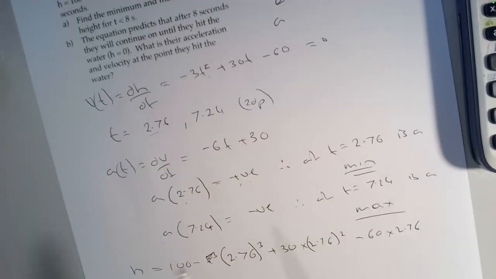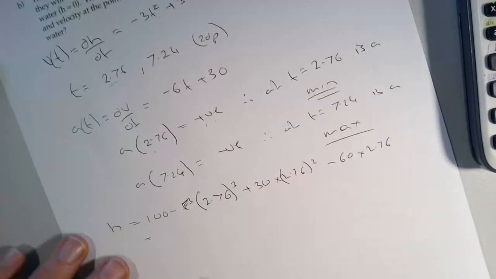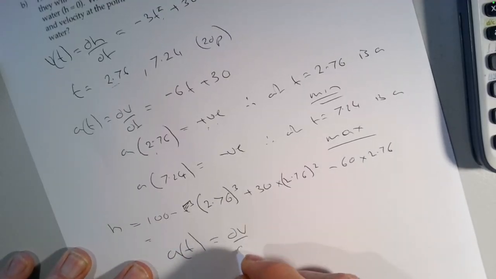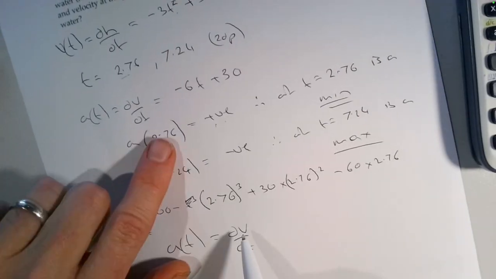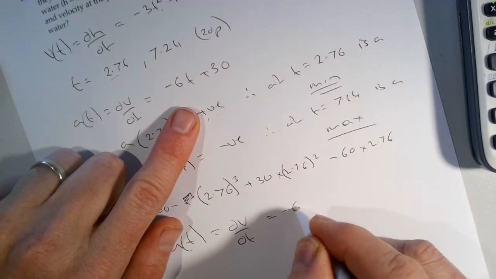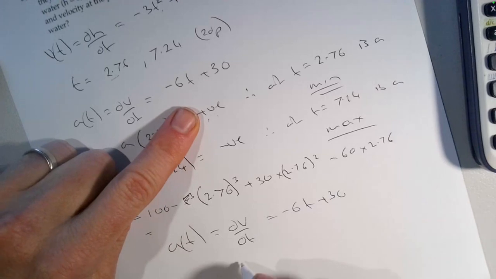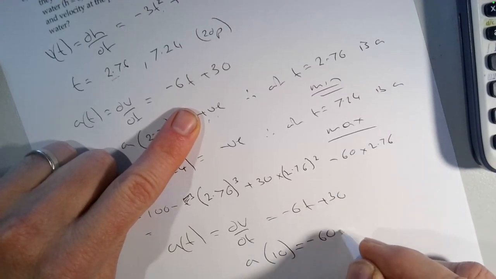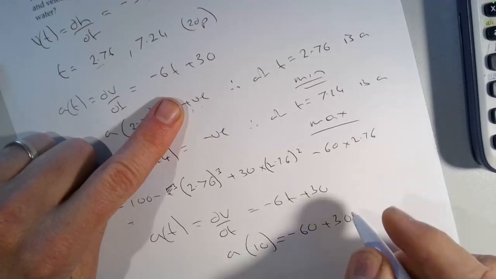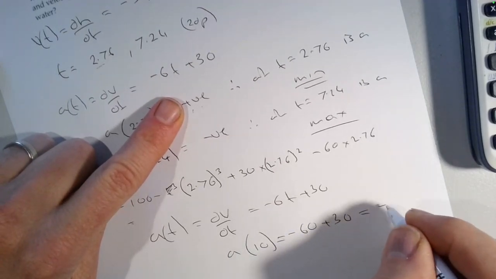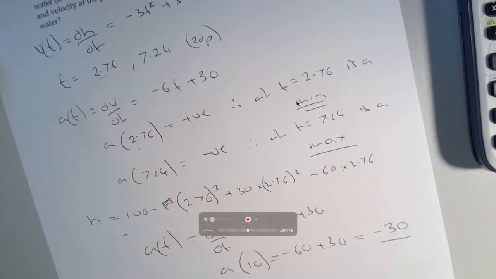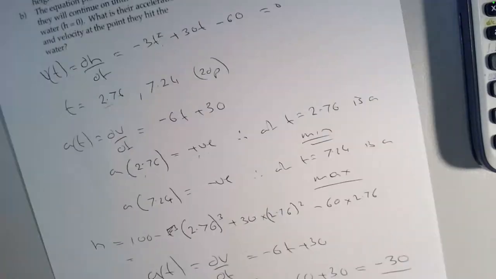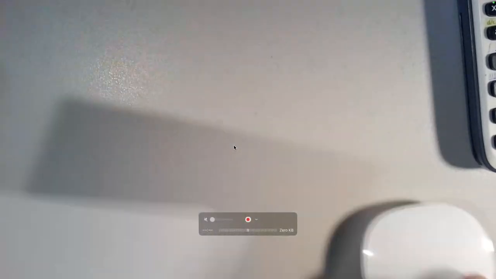Okay, so going back to here, we've discovered that for part B, and we have to now work out the acceleration. So, hello, we need to differentiate an expression for acceleration. Acceleration with respect to time is dv by dt, and there it is there, negative 6t plus 30. So if we plug in here 10, it is negative 60 plus 30, and the deceleration at that point is negative 30. So they're pulling 3 G's when you hit the ground. Hopefully that's not going to happen in the actual thing.